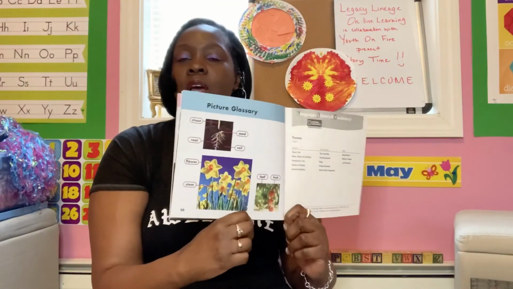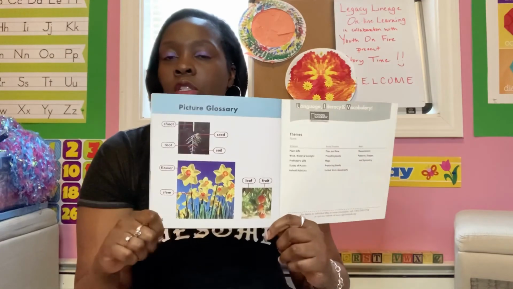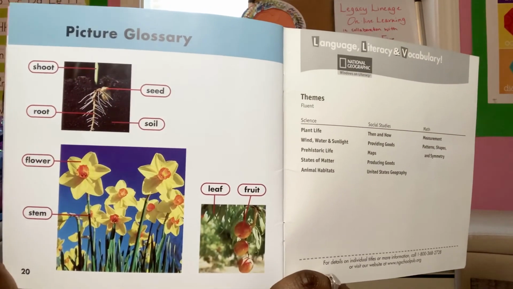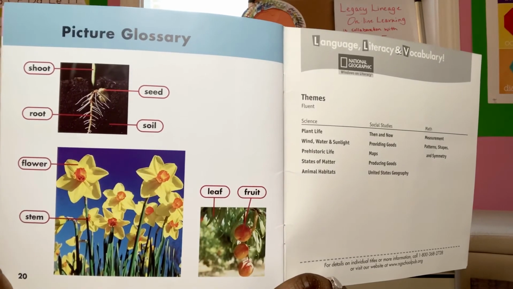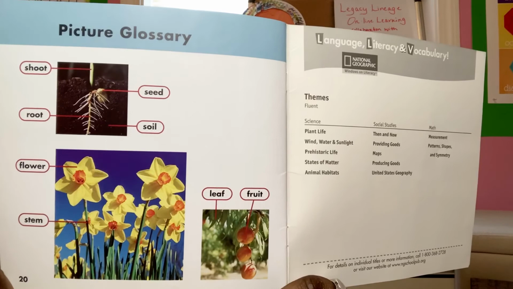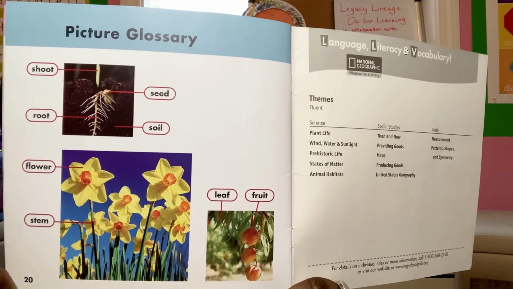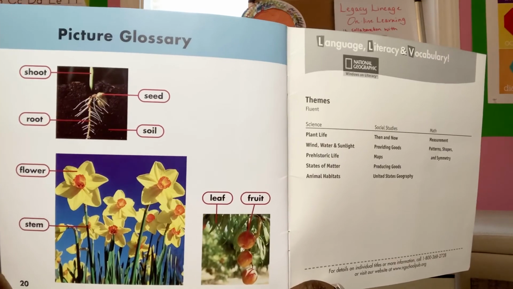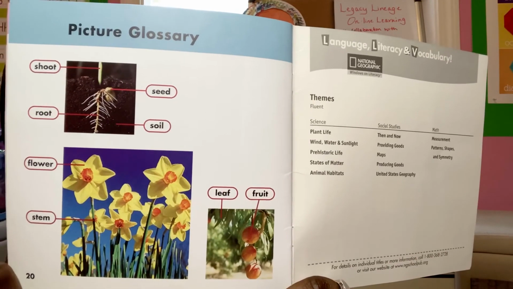And here is a picture glossary. Parents, this would be a good picture for you to pause on and talk a little bit more with little ones about the picture glossary. And a glossary is all the words that may be new to you that you didn't know in the story. And I like this because it shows you the different pictures of the roots and the parts of the flower.